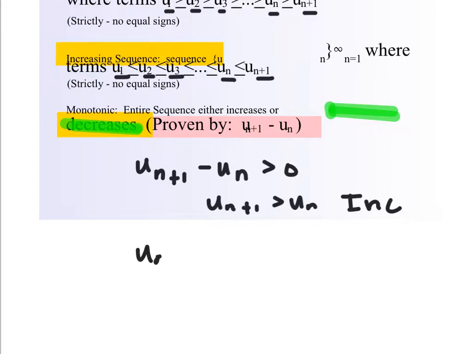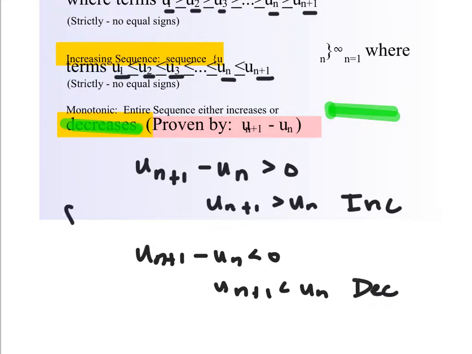If I take u of n plus 1 and I subtract u of n and it's less than 0, then that would mean that u of n plus 1 is less than u of n, which means our next term is less than our previous term, which means it's decreasing. Again, of course, the derivative idea also is true here. This would be increasing, and this would be decreasing. So let's check out an example here after we go over the idea of being bounded.